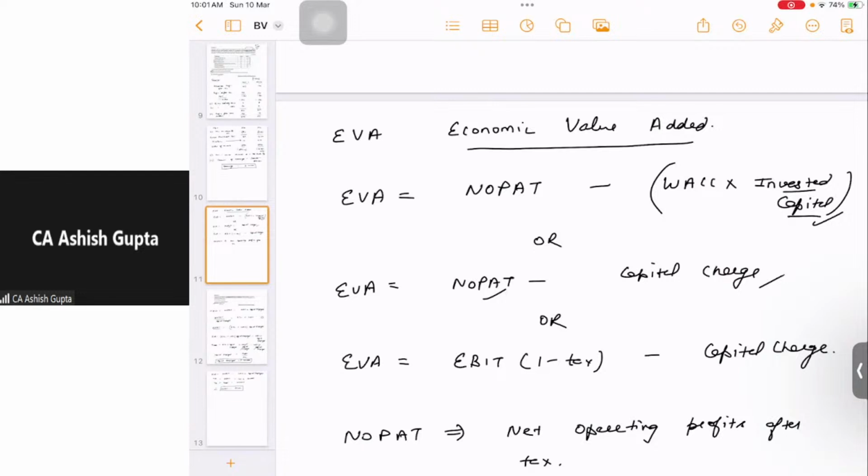If EVA is positive, it means they are the value creator. Management decisions are value creators, because from this we also evaluate the performance of the management. If EVA is positive, it means management is performing well. If it is negative, of course, it is a value destroyer, so it means management is not performing well. So this can also be used as a performance measure. However, in isolation, EVA cannot be used as a basis of valuation of shares. However, it can be used to appraise.